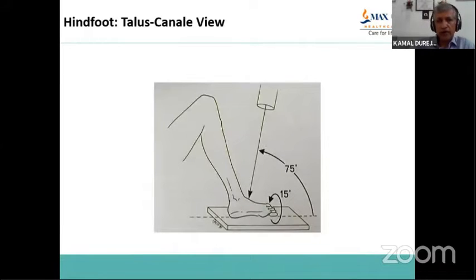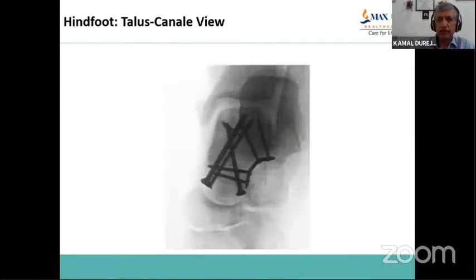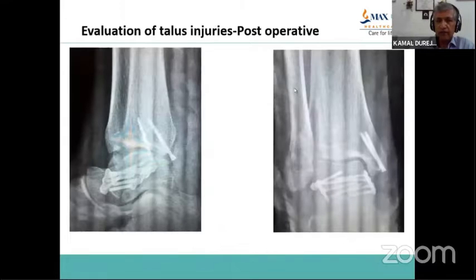The important thing in talus is to know that there exists a special view called Canale view. Canale view is a view which shows you the talus in full profile and is very helpful in assessment of your reduction as we do this fluoroscopic examination of the talus peroperatively, and we check our reduction, that have we been able to reduce our talus well.